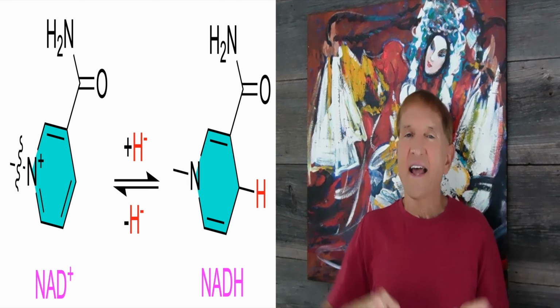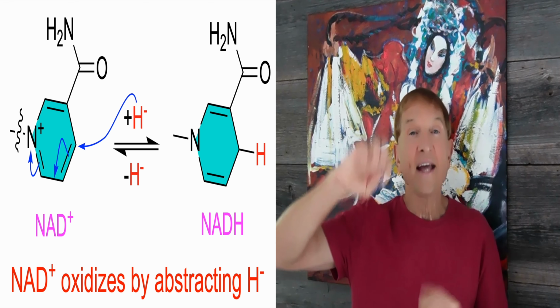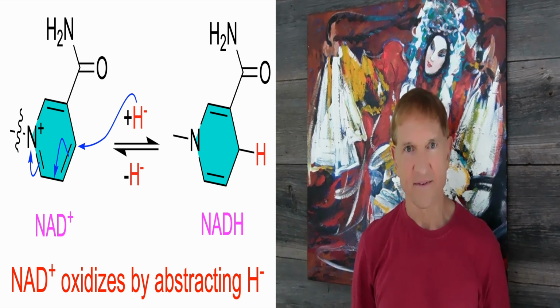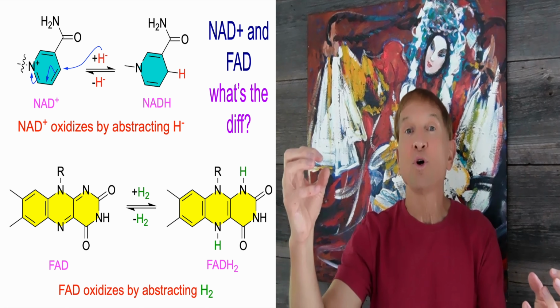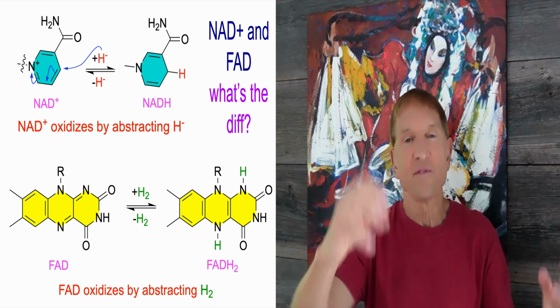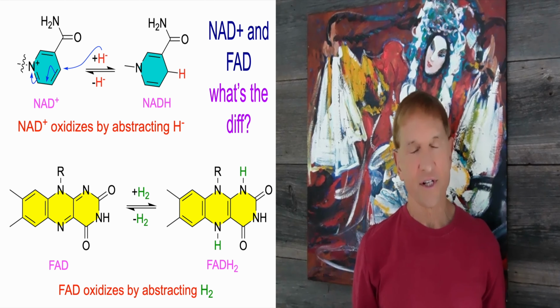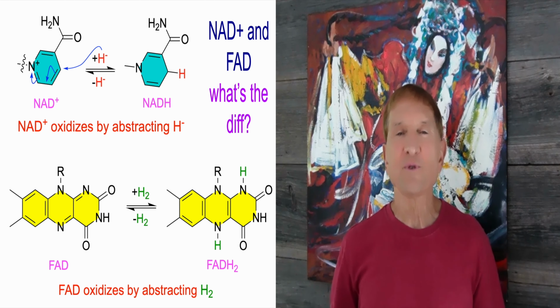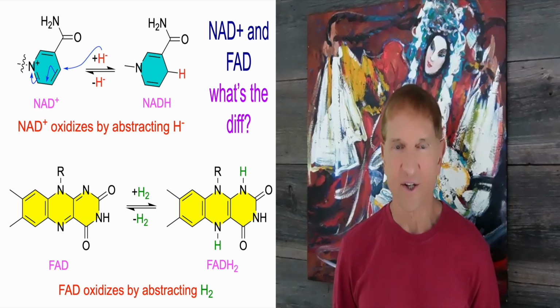In summary then, NAD plus abstracts hydride and abstracts a proton too in an ionic type process. FAD abstracts 2 hydrogen atoms in what looks like hydrogenation of the flavin to give FADH2, less polar oxidation. I hope this little video has helped you understand the chemistry that goes hand in hand with dehydrogenation reactions, which are oxidations performed by NAD+ and FAD in catalytic cycles.